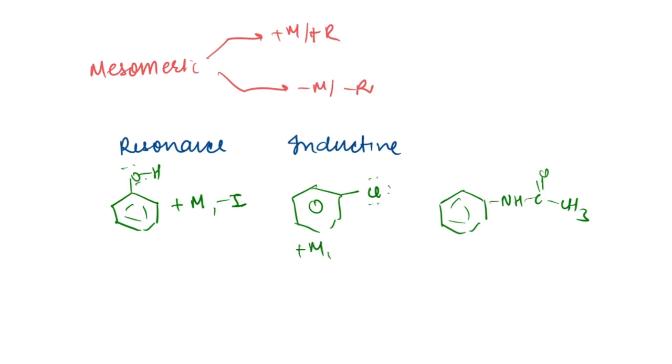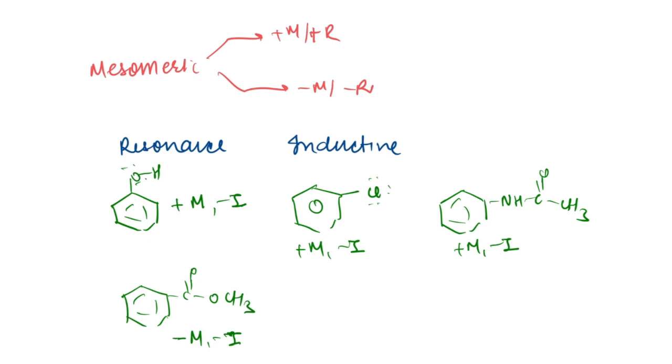It has a tendency to donate the electron and pull the electron as well. If I draw some more examples, like C double bond O, this type of ester, it has the tendency to pull the electron, negative I also. So we will answer the question according to which effect, plus M, minus I, meaning mesomeric or inductive.